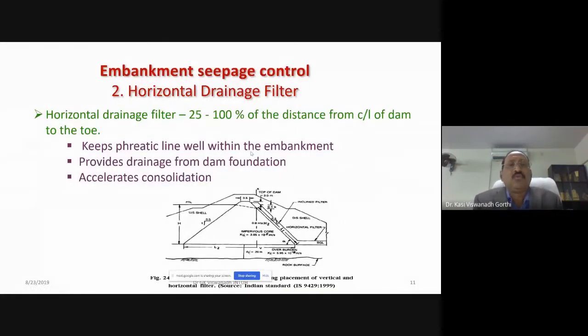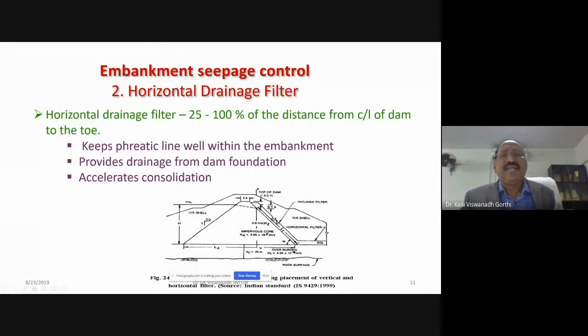The second one is to provide a horizontal drainage filter. So where do we provide this drainage filter? The drainage filter will be provided near the downstream toe at the base of the dam. It is a horizontal drainage filter, and it will extend about 25 to 100% of the distance from the center line of the dam towards the toe, that is, about 1/4 to 100% of the total distance.